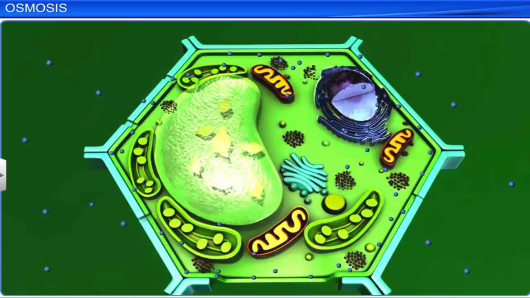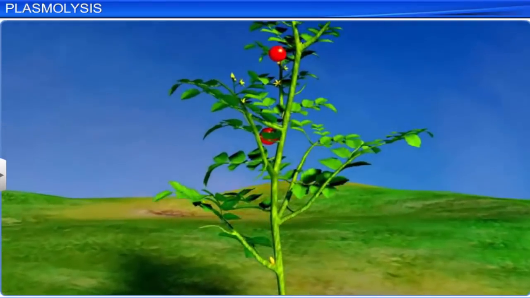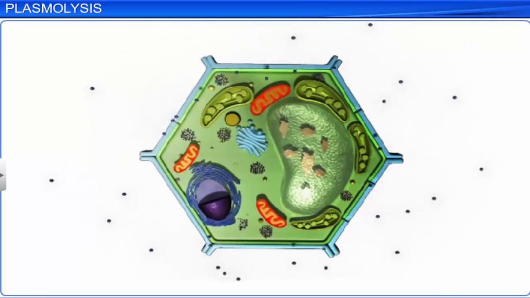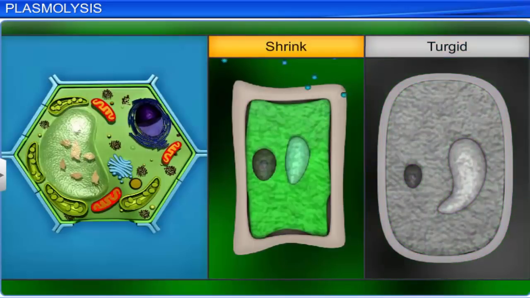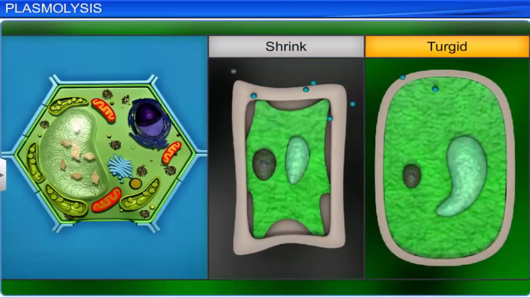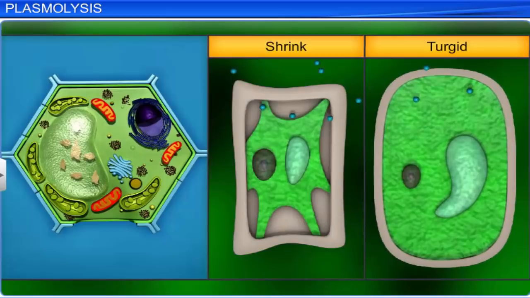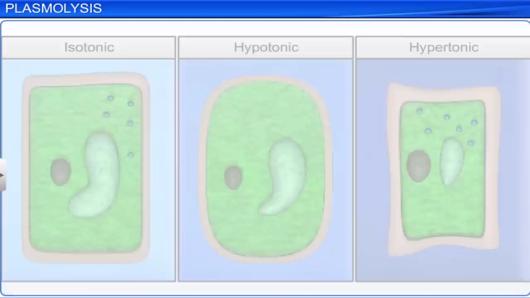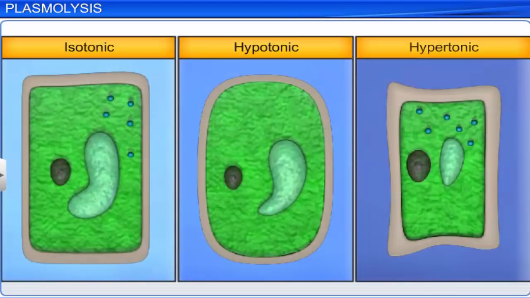Osmosis, therefore, plays an important role in water movement in the plant cell. Movement of water in and out of a plant cell is essential to a plant's existence. The plant cell wall can either shrink or become turgid in response to the movement of water. It is the surrounding solution of the cell that decides the direction in which water flows. The surrounding solution can be categorized into three types: isotonic, hypotonic, and hypertonic.